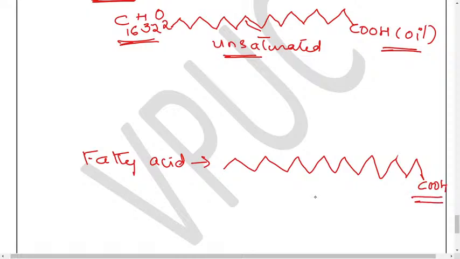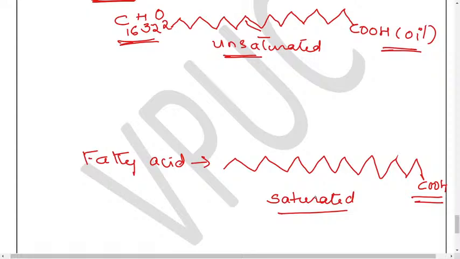A saturated form. Stearic acid, if you consider, 17 carbons are there. 17 carbons means it is in the saturated form. No double bond here. Both contain fatty acids. But in the animal fat, the fatty acid is what? Saturated. That means it contains a long chain of carbons with carbon to carbon single bonds. Vegetable oil contains what? Unsaturated carbon chain.